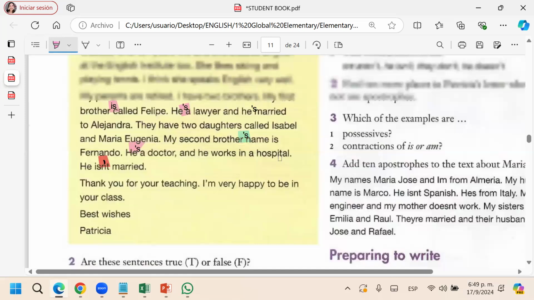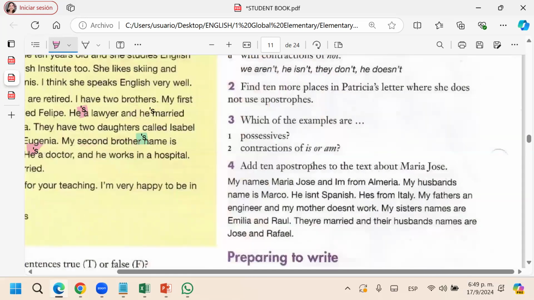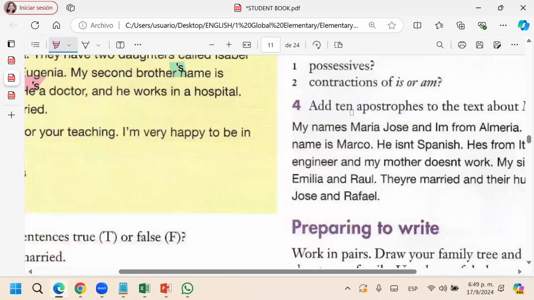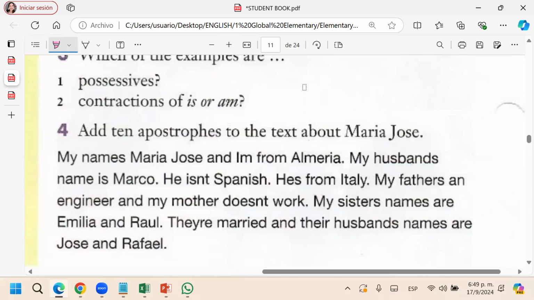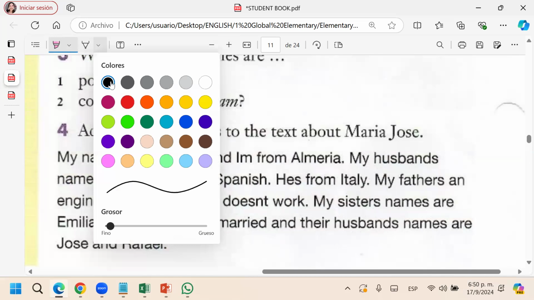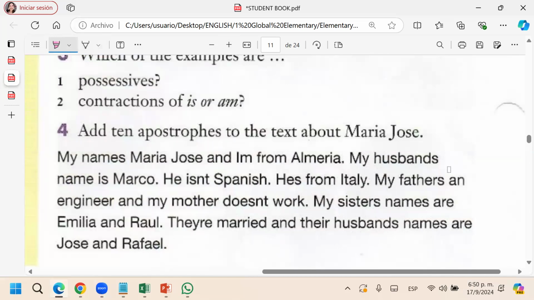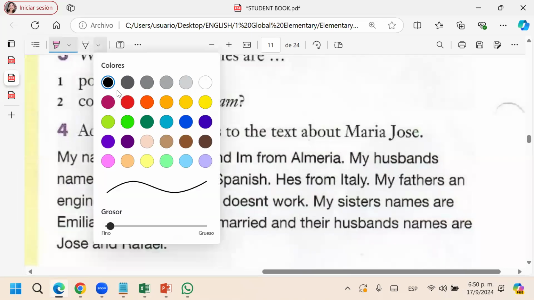So, to finish the class, para terminar la clase, vamos a hacer juntos un párrafo más al cual le faltan 10 apóstrofes, 10 apostrophes. Yo lo voy a leer, I'm going to read it, and then you tell me what apostrophes are missing. It says, my name's Maria Jose, and I'm from Almeria. My husband's name is Marco. He isn't Spanish. He's from Italy. My father's an engineer, and my mom doesn't work. My sisters' names are Emilia and Raul. They are married, and their husbands' names are Jose and Rafael.